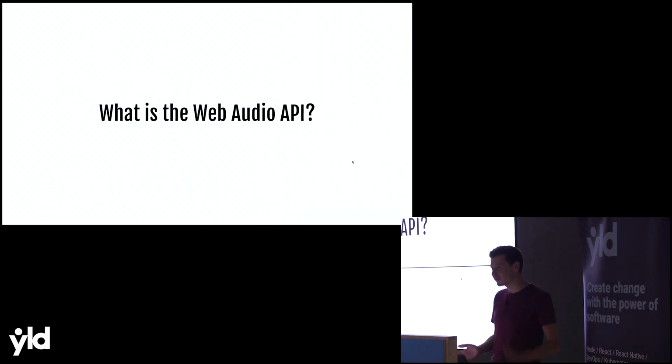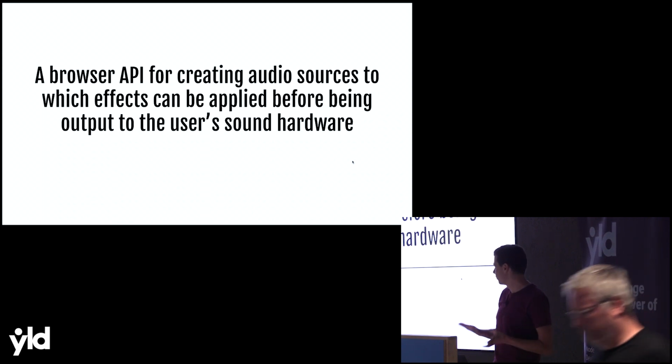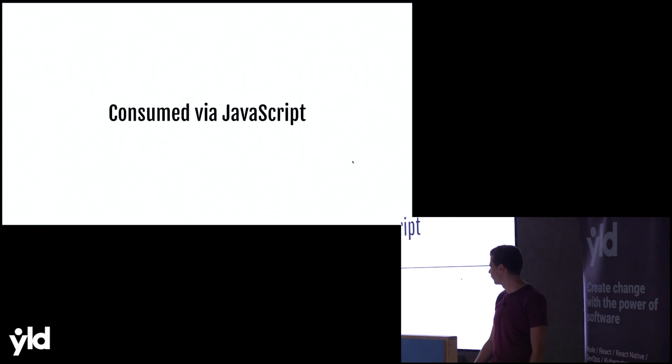But enough about that anyway, let's get into the technical details. So foremost, what is the Web Audio API? It's a browser API for creating audio sources to which effects can be applied and thus can be output to the user's sound hardware or an audio buffer. But we're not going to touch upon this too much today. All I'll tell you is that as well as real-time rendering, you can also render to an in-memory buffer specifically for audio, and then the browser can convert this to an MP3 and do all sorts of crazy stuff with it. It's consumed via JavaScript, which is my favorite language, so that's lovely.